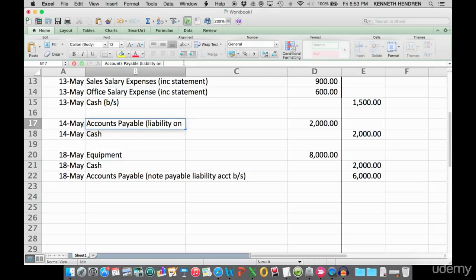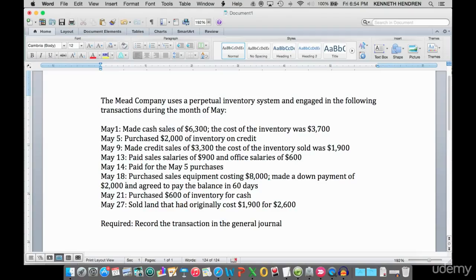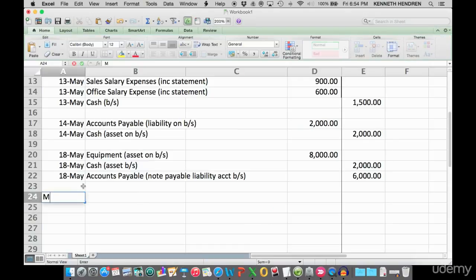Okay? And now let's go back. This is liability on balance sheet. This is asset on balance sheet. Equipment is an asset on the balance sheet. Cash, of course, is an asset on the balance sheet. All right, and so our journal entry balances.